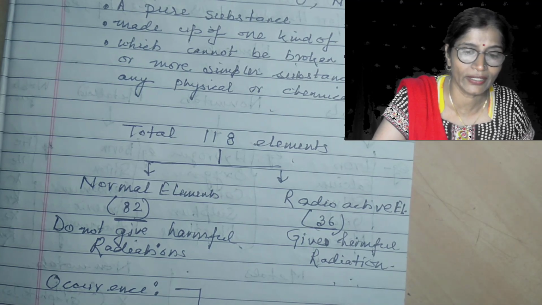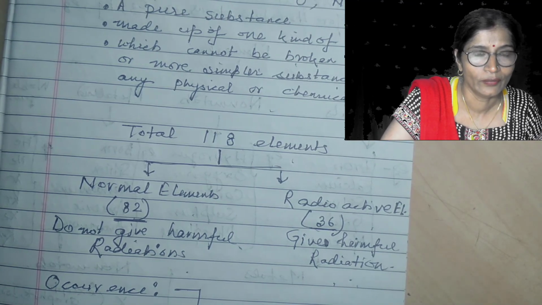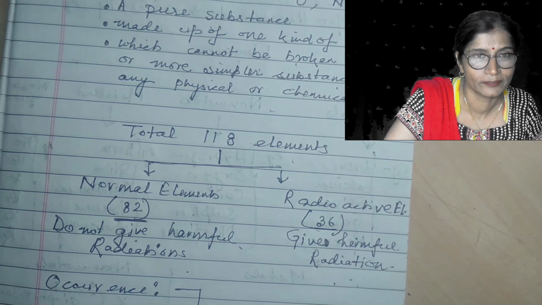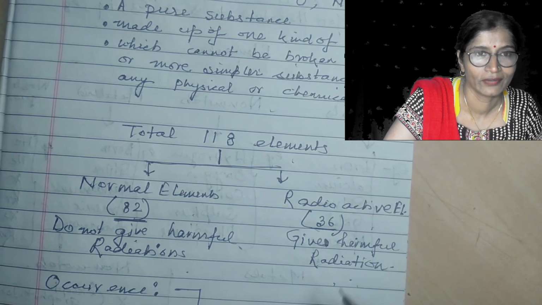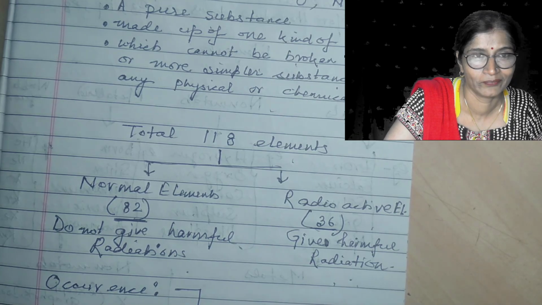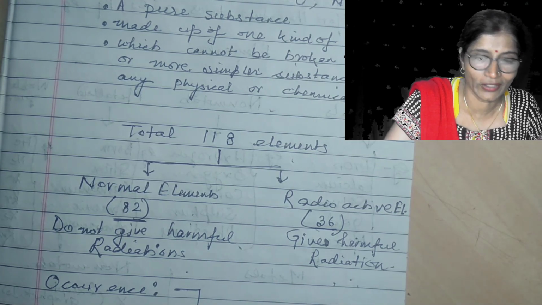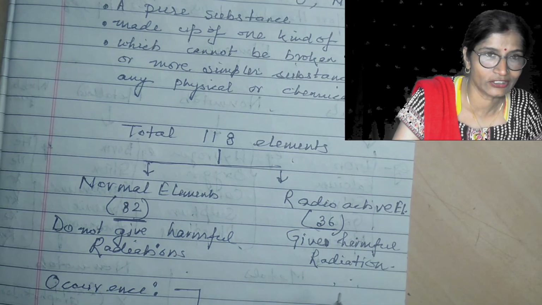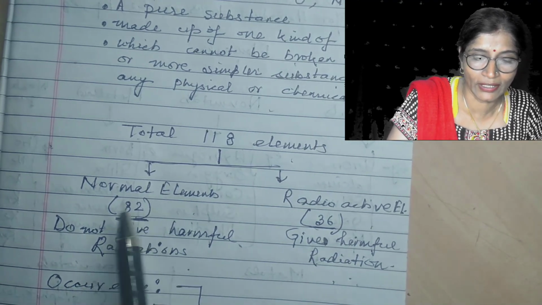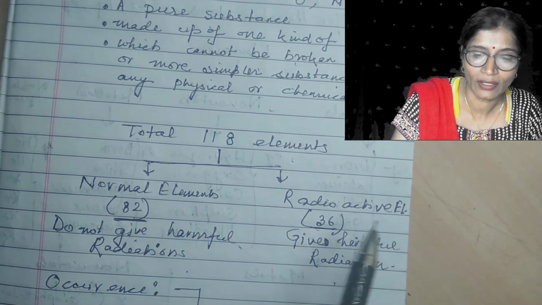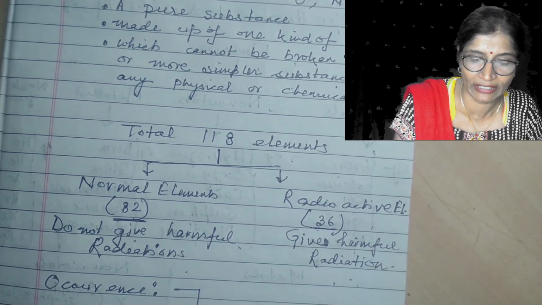Any other radioactive element which you know? Anyone? Okay, think. I will not say. So, 82 are normal elements and 36 are radioactive elements.